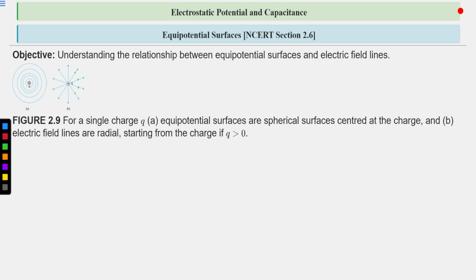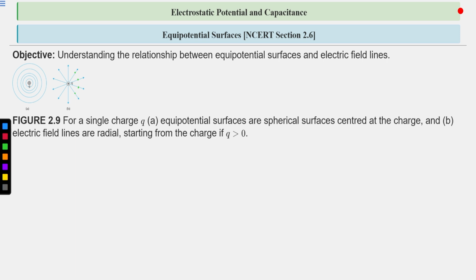For a single charge Q, equipotential surfaces are spherical surfaces centered at the charge, and the electric field lines are radial, starting from the charge if Q is greater than 0. This is the comparison. These are equipotential surfaces. These are electric field lines.